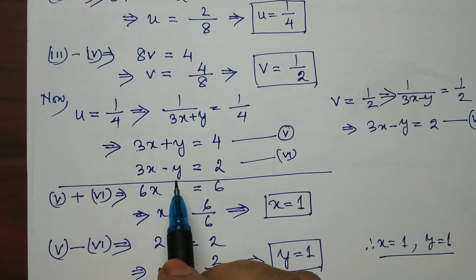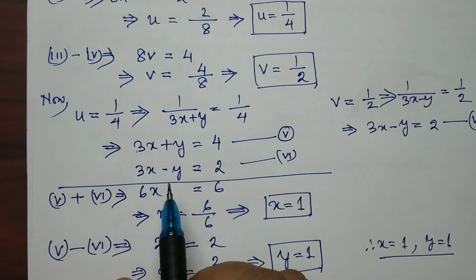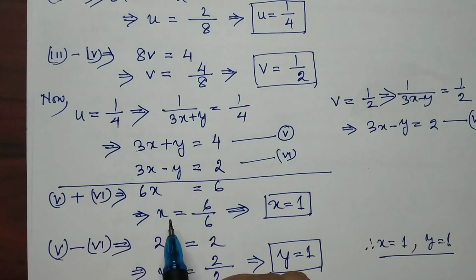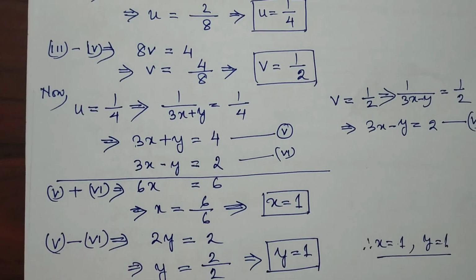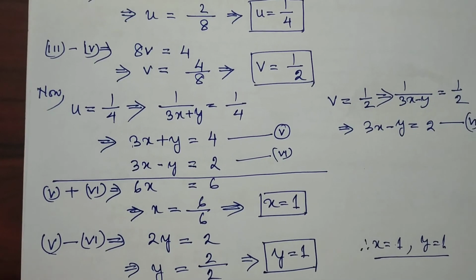You can proceed by another method also, the cross multiplication method or the substitution method, but the elimination method is easier than these to solve this sum. That's why I have done it this way. You can do any one method.